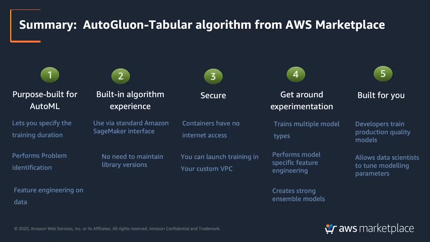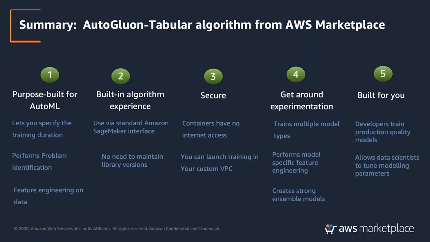With AutoGluon-Tabular, you get around the experimentation process. Typically, as Nick mentioned, as a data scientist, you would try different algorithms, neural nets, GBMs, and others, and try different combinations of hyperparameters to see which algorithms give you the best outcome. AutoGluon-Tabular not only does all these steps, but it also goes one step further by creating an ensemble model that incorporates all the ML models that were trained.